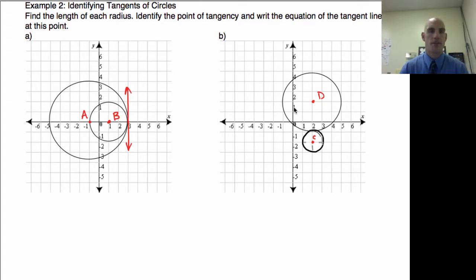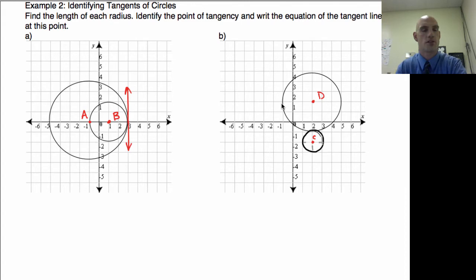Welcome back. Today we're going to talk about tangents of circles. Tangents of circles are lines or line segments that touch a circle at one single point. And so something we can do with this is, if we put a circle or a set of circles in the coordinate plane, we could find the length of the radius, and we could find the equations of these lines.